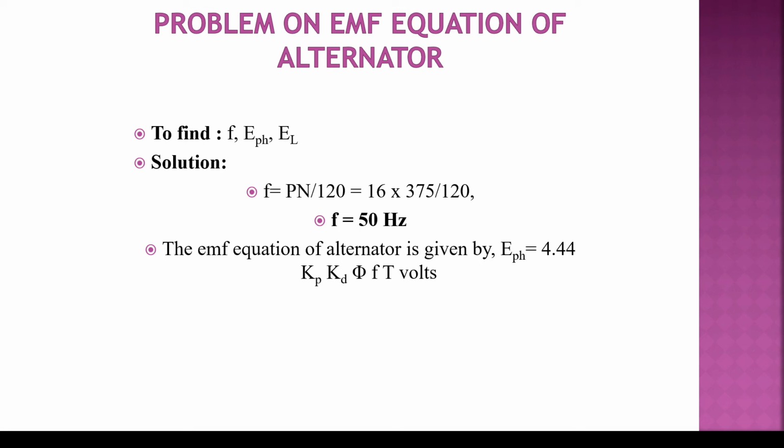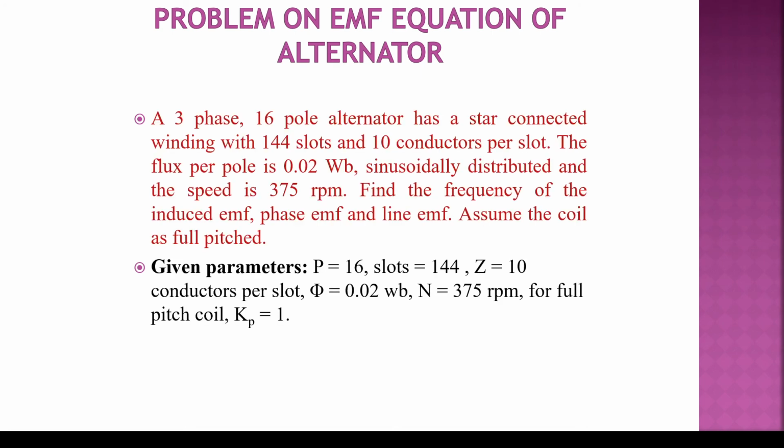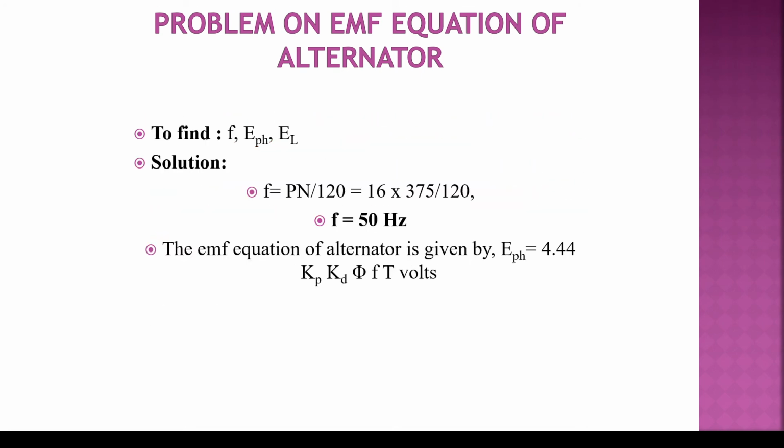Let us do the solution here. F is equal to Pn/120. We know the formula for F, so substitute the values of P and N here. P is 16, N is 375. 16 into 375 by 120. So the frequency we got is 50 Hertz.